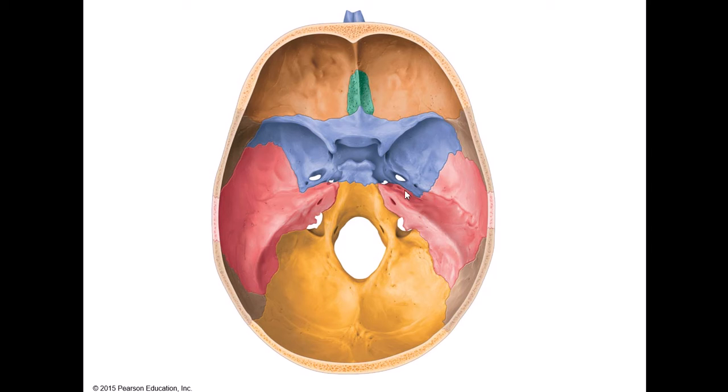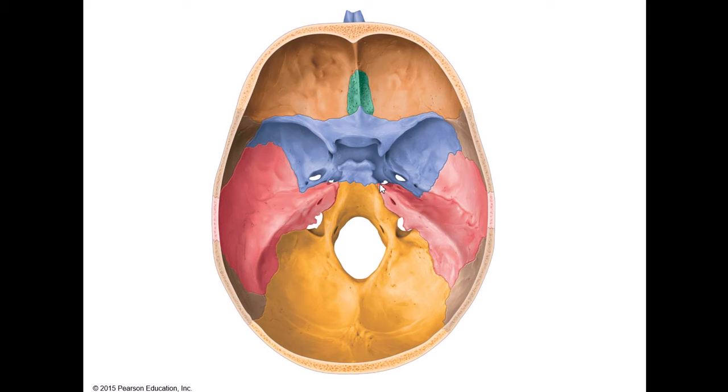This triangular portion right here is called the petrous portion of the temporal bone. Our inner ear workings are all inside here. So there's a hole going to the inner ear. This is known as the internal acoustic meatus. Sometimes people call it the internal auditory meatus.